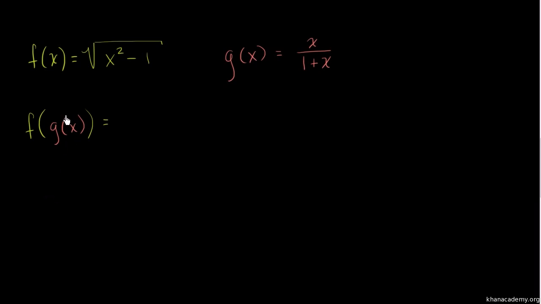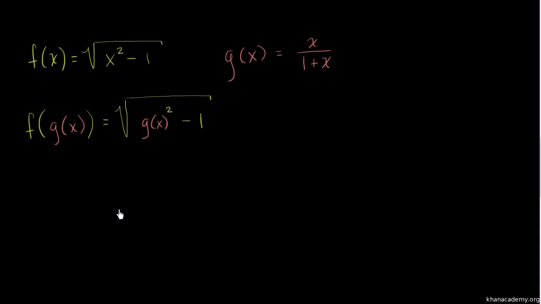Well, g of x in this case is the input to f of x. So wherever we see the x in this definition, that's the input. So we're going to replace the input with g of x. We're going to replace the x with g of x. So f of g of x is going to be equal to the square root of, well, instead of an x, we would write g of x, g of x squared, g of x squared minus 1.